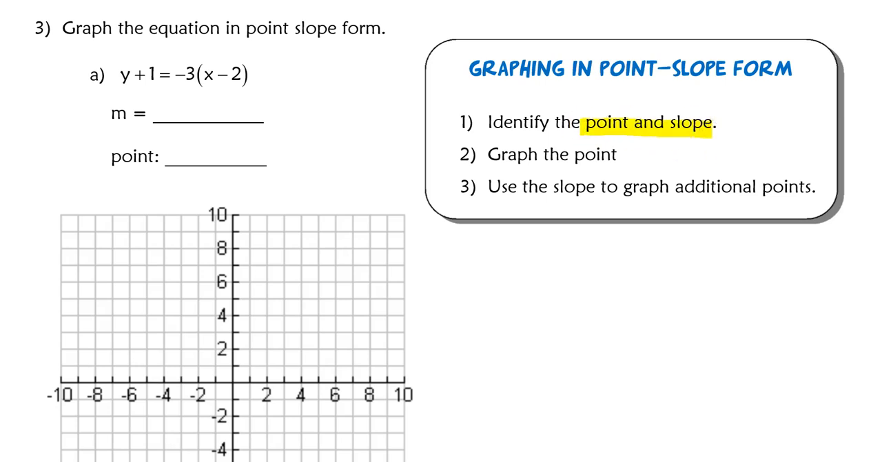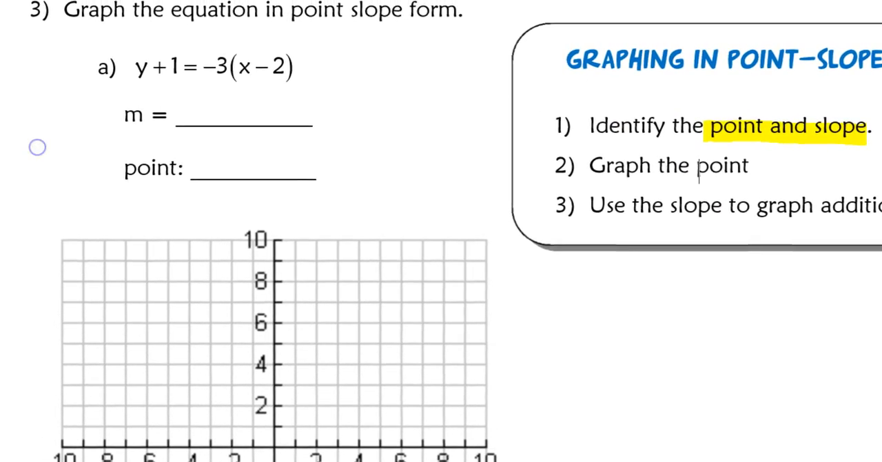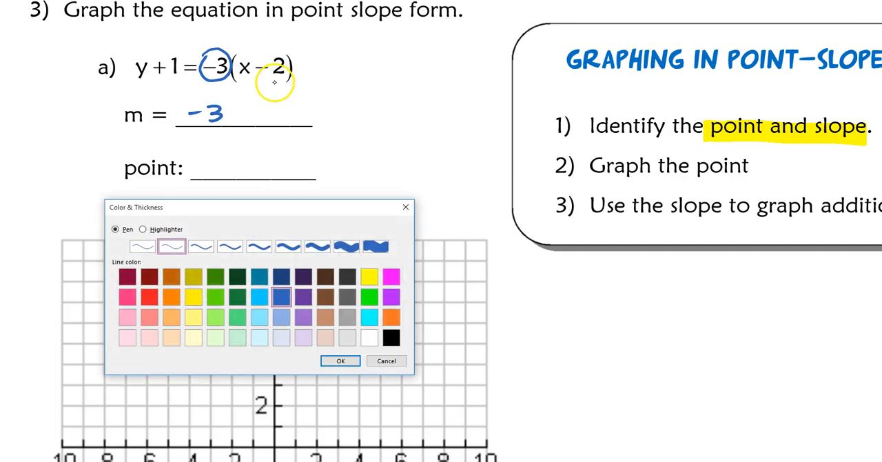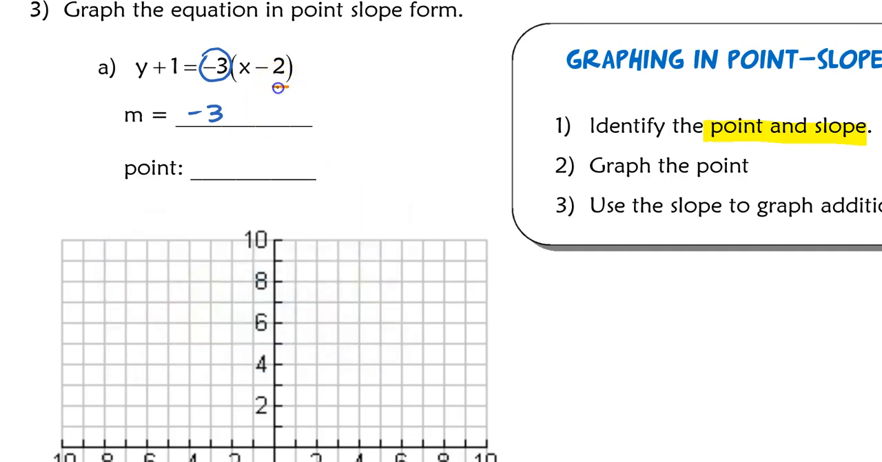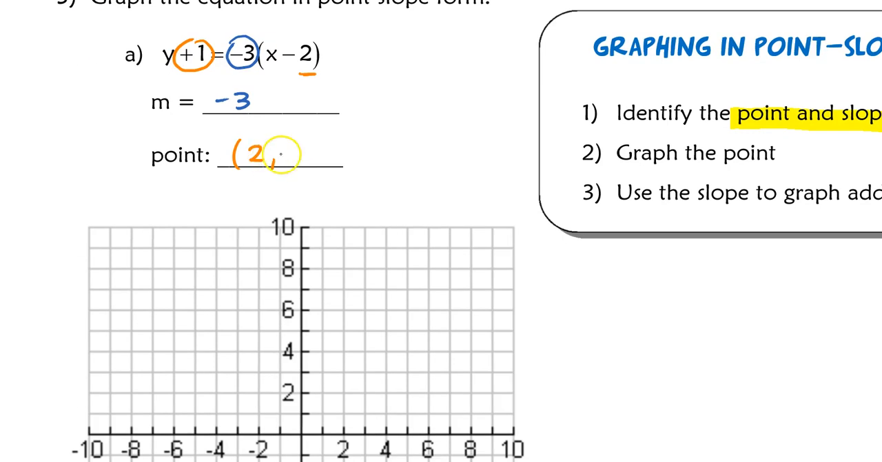Let's do this one more time. To find the slope, we look at the number that's in front of the parentheses. So our slope here is -3. To find our point, we look at the numbers that follow the x and the y. The number here would be +2. We take the opposite, so it's +2. And then for the y value, we take the opposite here. Instead of writing +1, we're going to write -1.